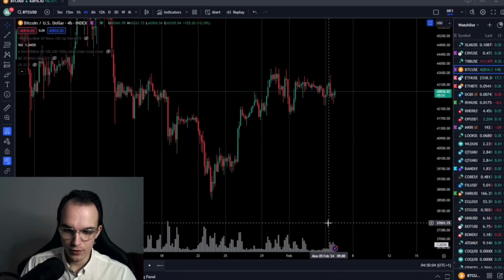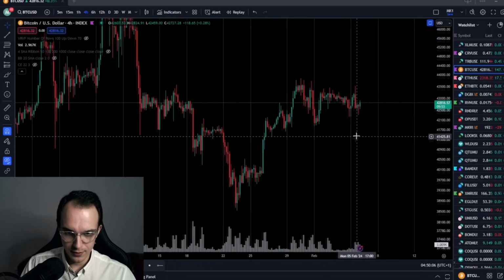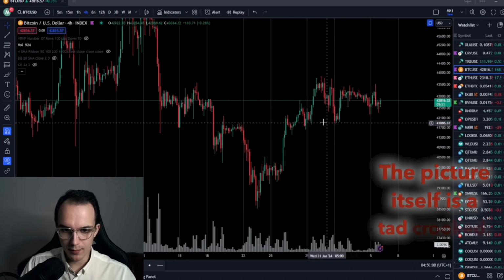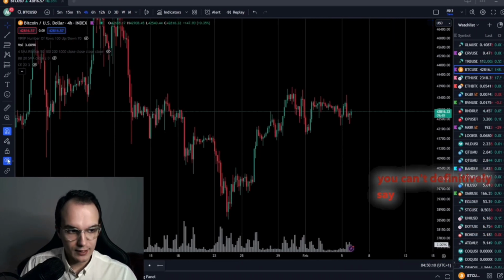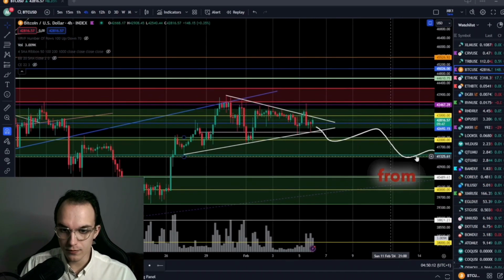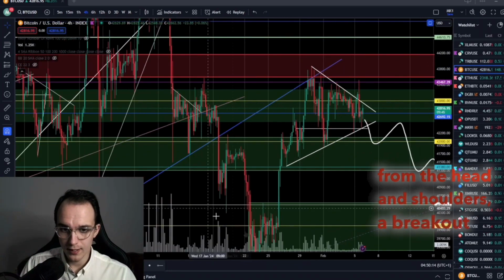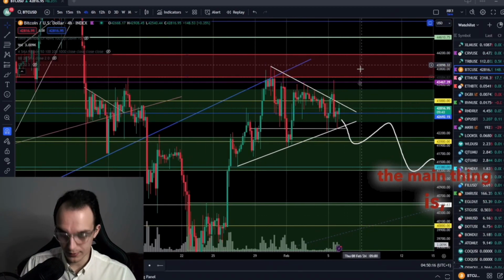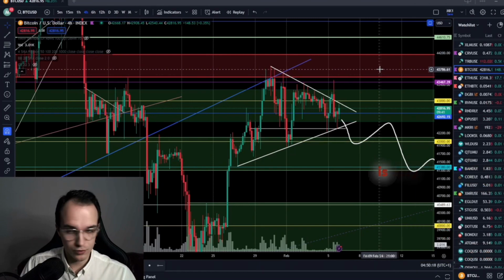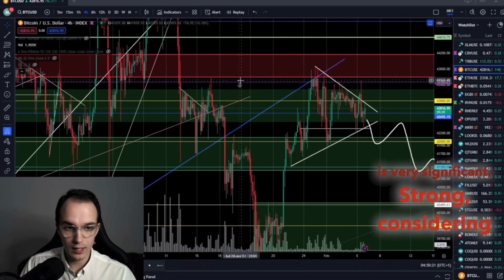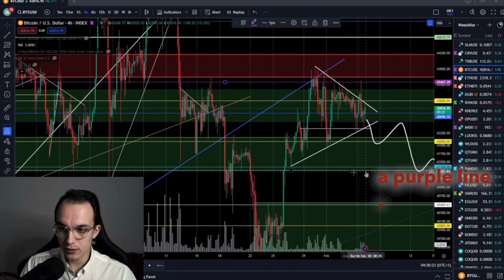But even the picture itself is a tad crooked. Yeah, you can't definitively say what's happening here, whether it's an exit from the head and shoulders, a breakout of this zone. The main thing is, yes, the demand zone is very significant, strong, considering that we had a purple line.